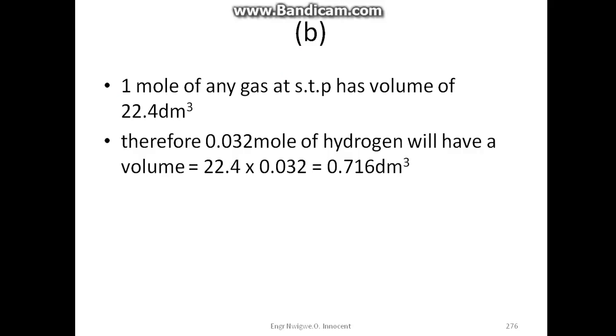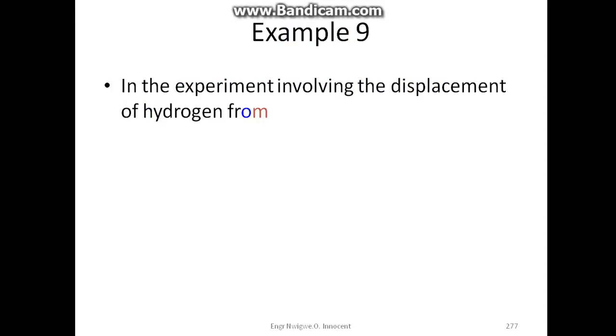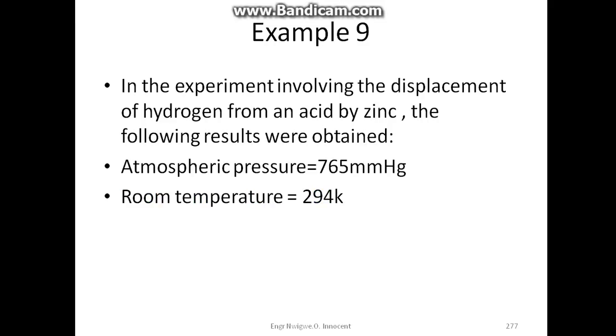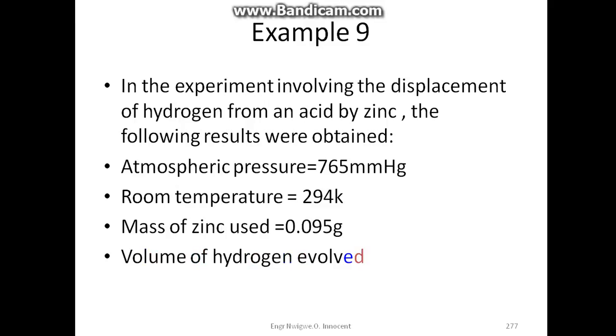Example 9. An experiment involved the displacement of hydrogen from an acid by zinc. The following results were obtained. Atmospheric pressure is equal to 765 mm of mercury. Room temperature is equal to 294 Kelvin. Mass of zinc used is equal to 0.095 gram. Volume of hydrogen evolved is equal to 35.1 cm cube.